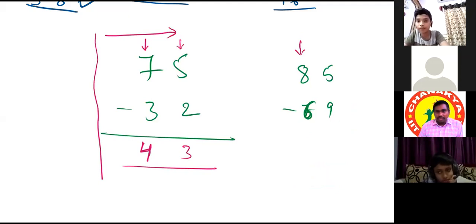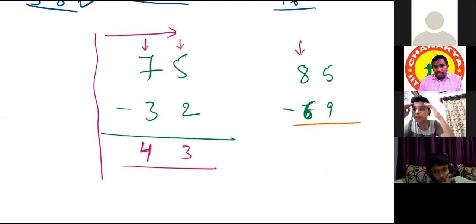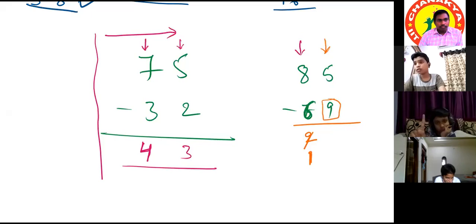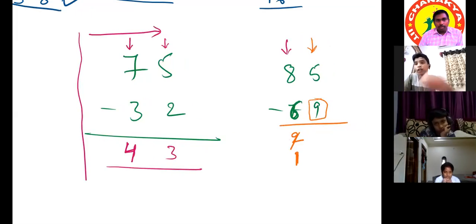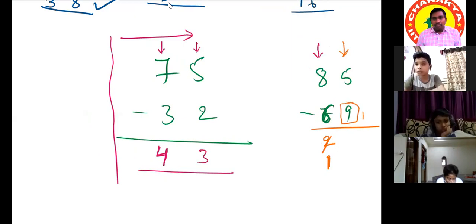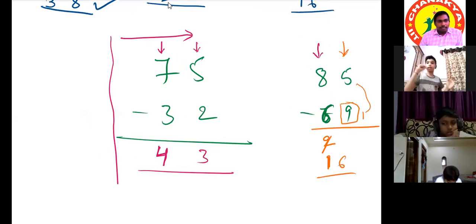That is what I am explaining again. See carefully. 8 minus 6 is 2. Because next place is a mismatch, write the predecessor of 2. That will be 1. Complement of 9 is how much, Pranav? The complement of 9 is 1, sir. Add that 1 to the above number. So 5 it will become 6. So answer 16. Okay, sir, I understood now.